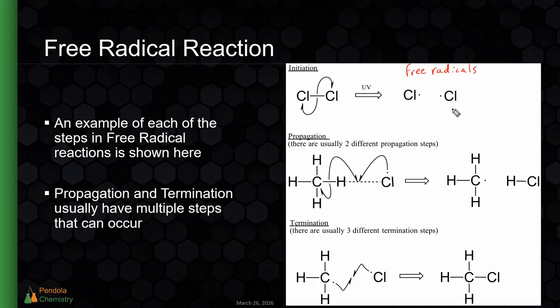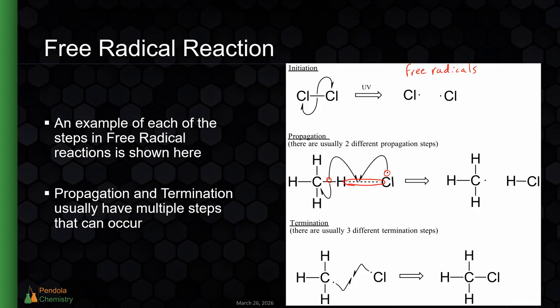Now in propagation, what happens is that these free radicals, which are extremely reactive, can react with other reactant molecules. When they do so, that one electron from the free radical is essentially going to steal an electron from one of the bonds in the molecule and create a bond to an atom in that molecule.